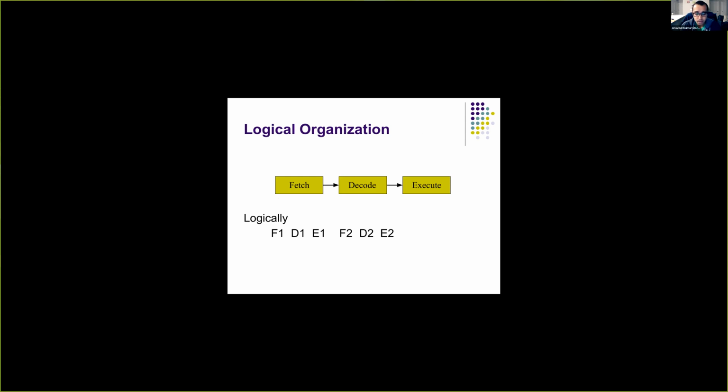So logically, you can consider that the processor has three units. One is the fetching unit, the other one is the decoding unit, and then we have the execution unit. And the instruction goes through these three units as it progresses. Every instruction goes through these three stages, which are fetch, decode, and execute. So if F1 is the fetching of instruction one, D1 is decoding of instruction one, E1 is execution of instruction one, and so on for instruction two, F2, D2, E2.